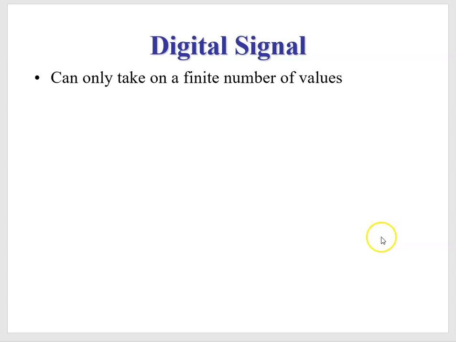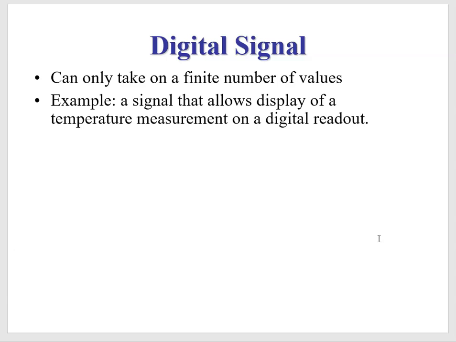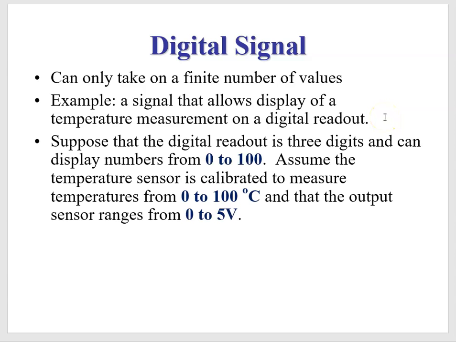A digital signal can only take on a finite number of values. We talked about temperature. Temperature can take on any value in the physical world. However, a signal that allows the display of the temperature measurement on a digital readout will not be able to display every value. It'll only be able to have an integer display.